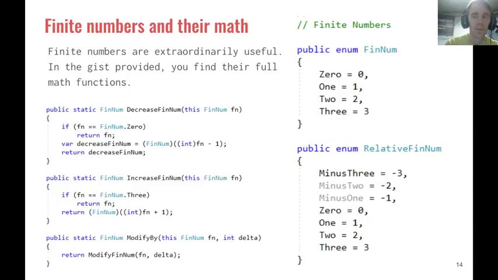One of the core, very simple tools I use as a game designer are finite numbers, which may seem completely crazy. But I define a class, a finite number, as either 0, 1, 2, 3. Or if you want to live in extreme luxury, you can use relative finite numbers, from -3 to 0 to 3. Using finite numbers for your values in your game can be incredibly helpful in making a game that is easy to balance.